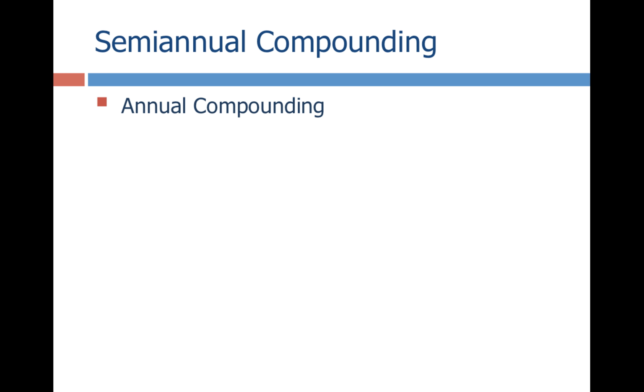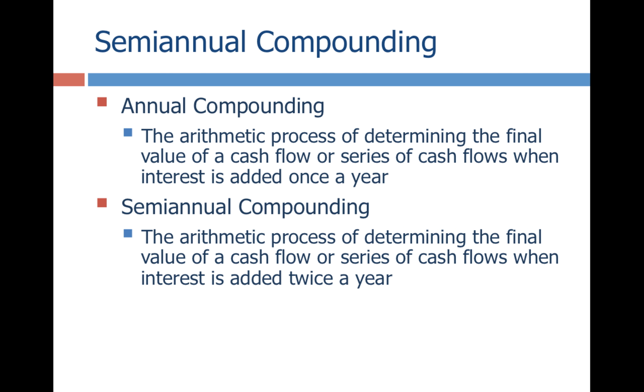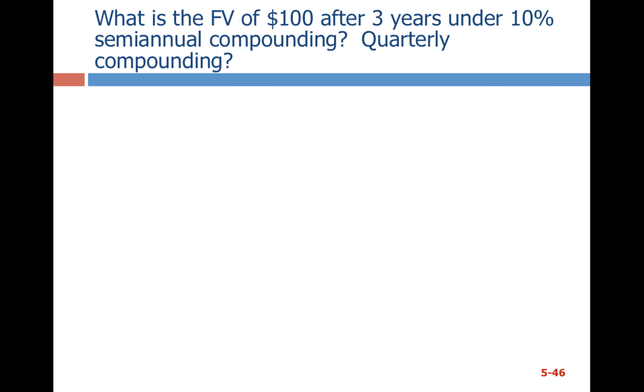Okay, moving on to compounding. I think you're familiar with this at this point. Annual compounding is the arithmetic process of determining the final value of a cash flow or series of cash flows when interest is added once a year. Obviously, semi-annual compounding is that process when interest is added twice a year. What is the future value of $100 after 3 years under 10% semi-annual compounding? How about quarterly compounding?